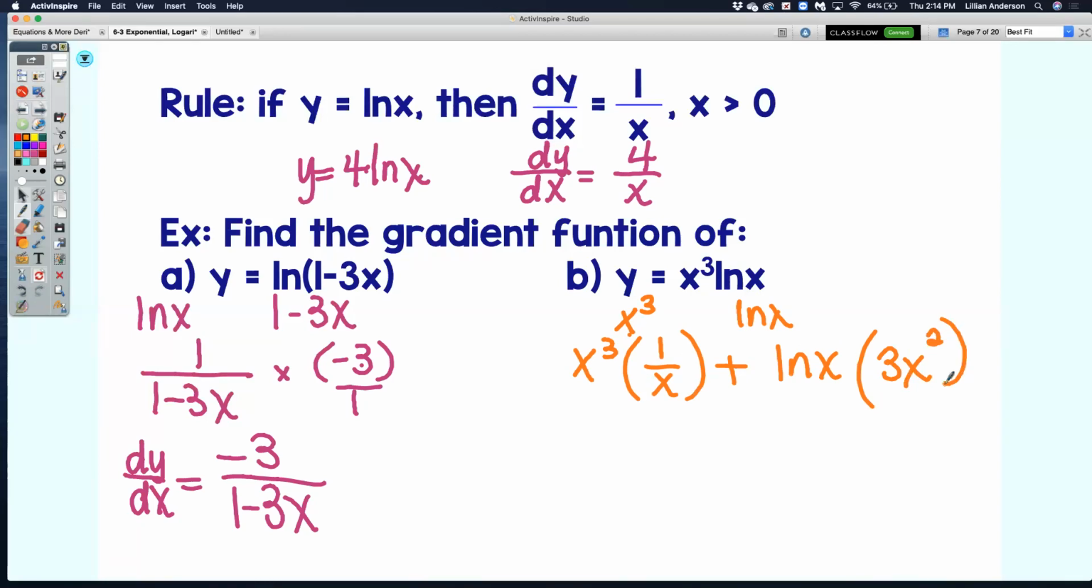So first times the derivative of the second, plus the second times the derivative of the first. I do need to multiply and simplify here. X to the third divided by x is just an x squared. And then here, I'm just going to bring that coefficient to the front of the ln of x. And there's my derivative for this function.